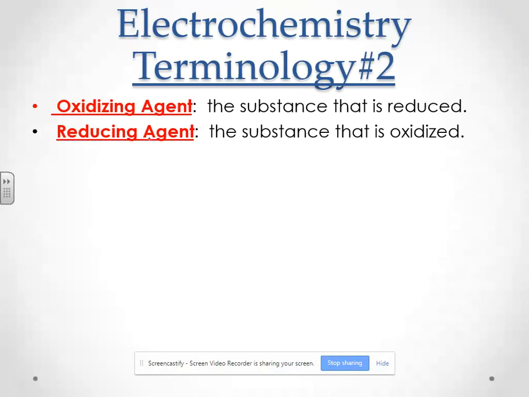The reducing agent is the substance, and these substances, class, are the reactants. So I do want to clarify that. The agents have to be reactants in the reaction.